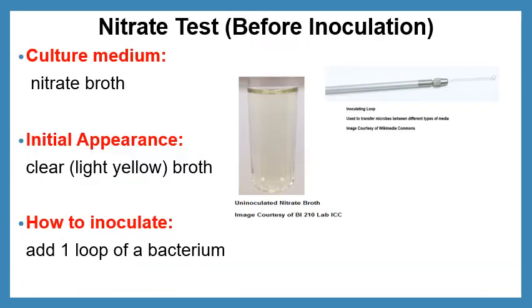Next, we will discuss the nitrate test. This slide is going to show what the broth looks like before inoculation. The culture medium in the nitrate test is nitrate broth. Its initial appearance is clear or a very light pale yellow broth. As you can see by the picture on the right, it is uninoculated, which can be indicated by the lack of turbidity. You're going to use an inoculating loop to inoculate one loop of bacteria into the broth.